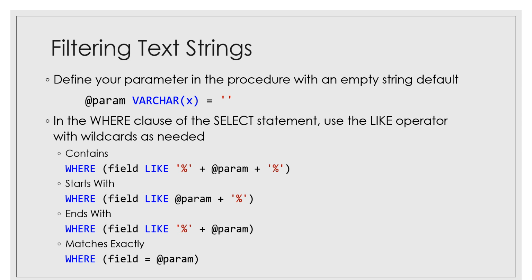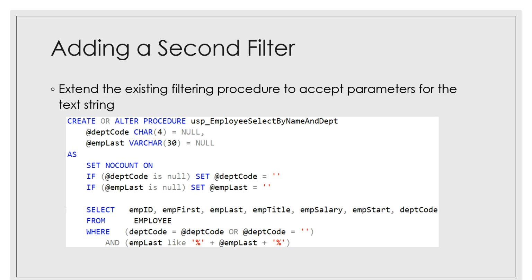And then the client would be responsible for adding the wildcard character to the parameter either at the beginning or at the end as required, right? Okay, all right. So how do we add a second filter when we already have one?